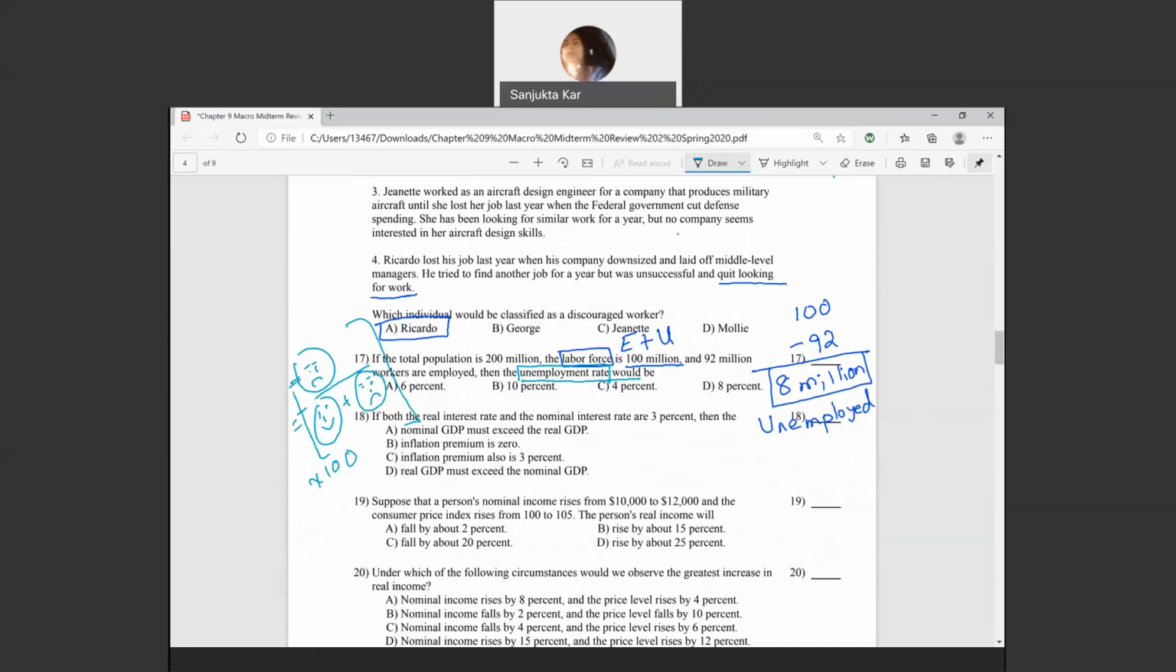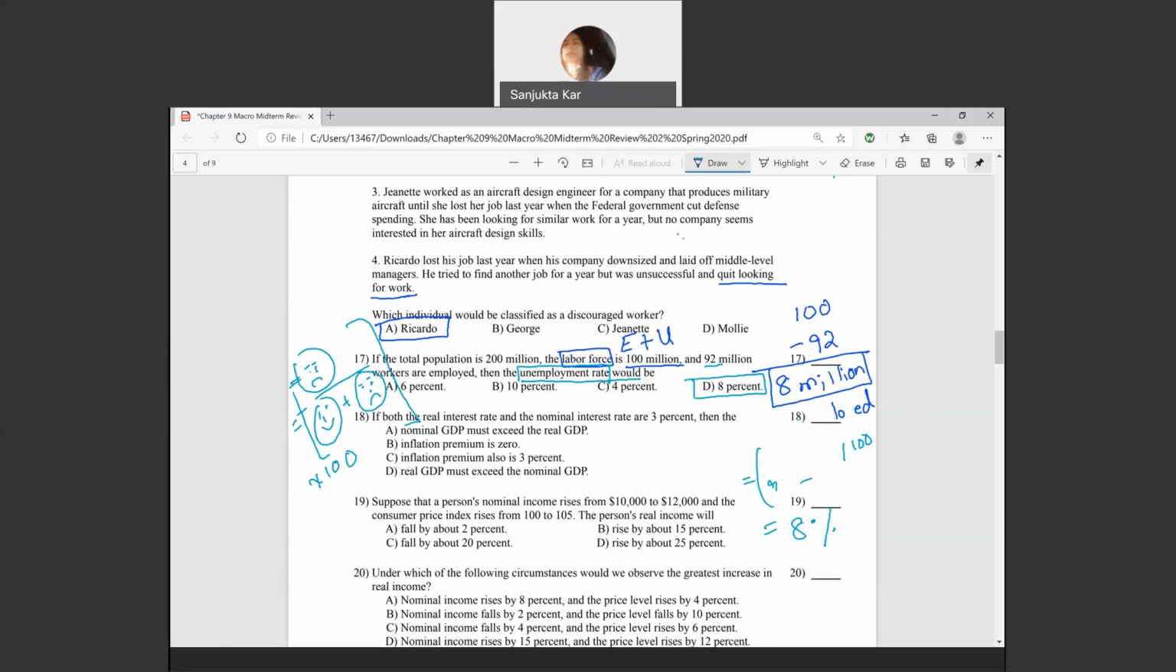All right, in our example, the number of people unemployed is 8. Number of people employed is 92, unemployed is 8. So basically, this is the labor force. This whole thing times 100 is equal to 8%. So our answer to this question will be this one, 8%. That is the unemployment rate.